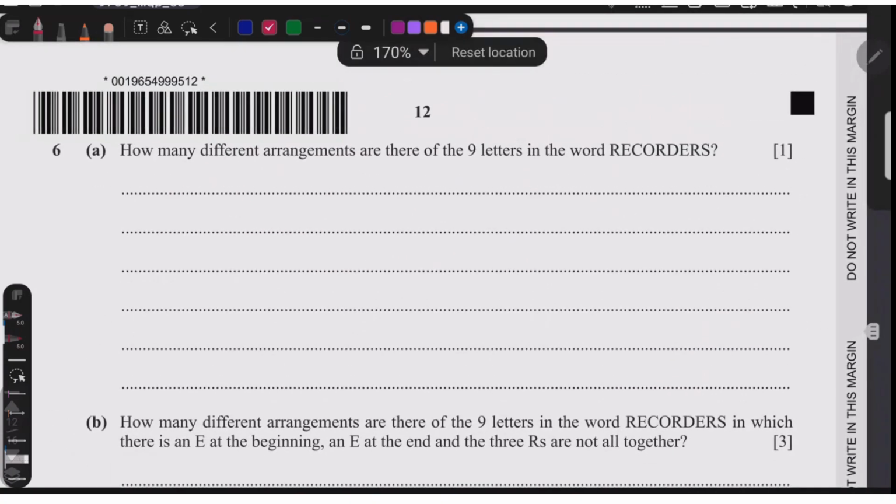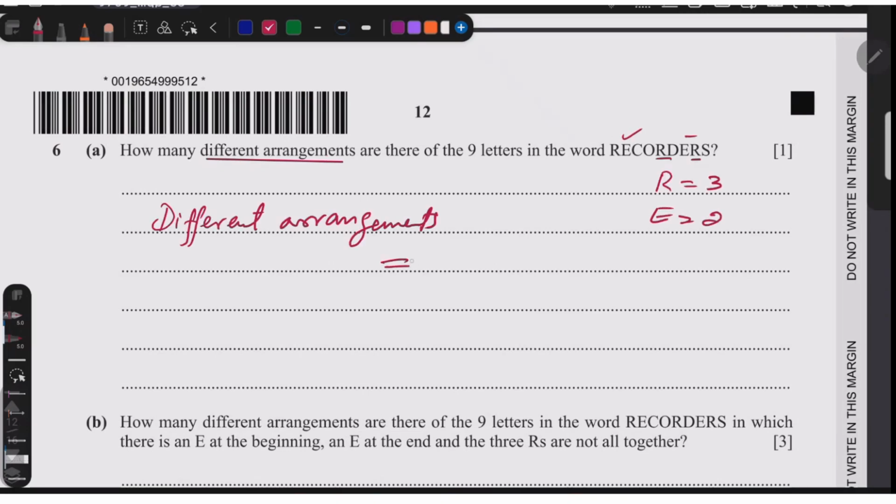Okay, next question is from permutation and combination. First part says how many different arrangements are there of the 9 letters in the word. We need to find the different arrangements. R is repeating 3 times, E is repeating 2 times. Different arrangements are 9 factorial divided by the repeating elements, 3 factorial into 2 factorial.